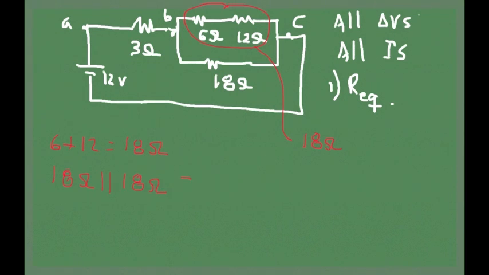Right? So how much is that? 18 in parallel with 18. 9. That's right. Whenever you have R in parallel with R, the net resistance is R divided by 2. Right? You can do R times R divided by R plus R. The answer is R divided by 2. So this is going to be 9 ohms. So 9 ohms is now the equivalent resistance of these 3 resistors taken together.